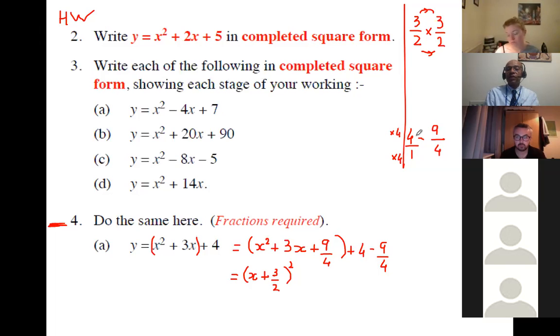So what's 4 times 4? 16. And what's 4 times 1? 4. So you get 16 over 4 minus 9 over 4. Okay. And now we're able to just say my answer is going to be a number over 4.